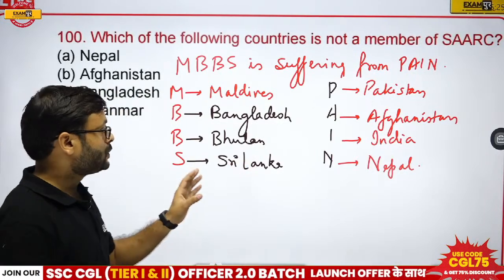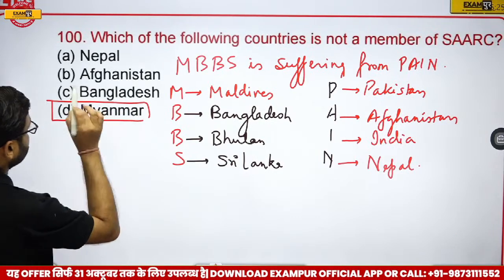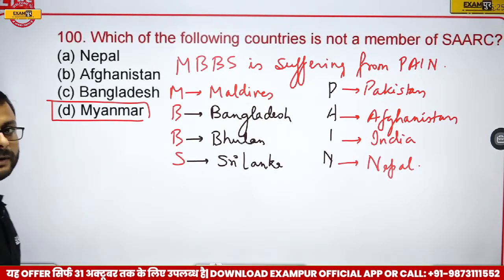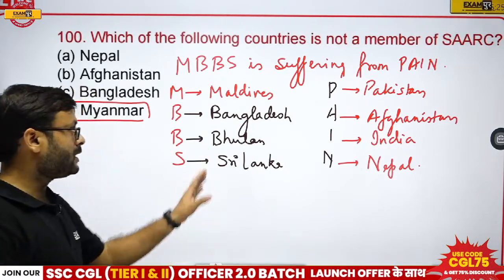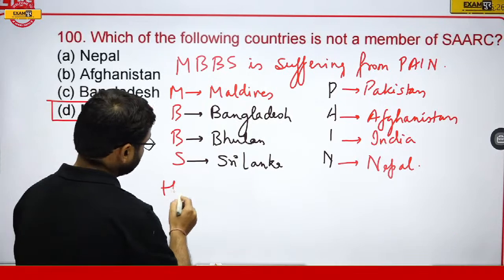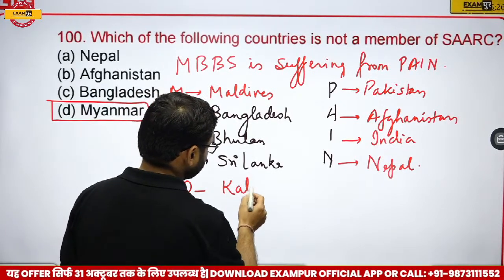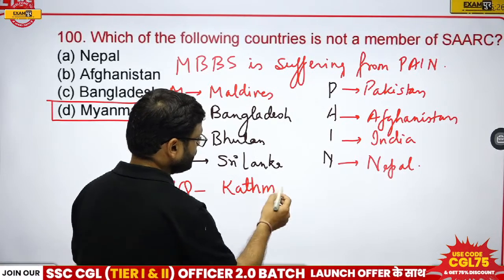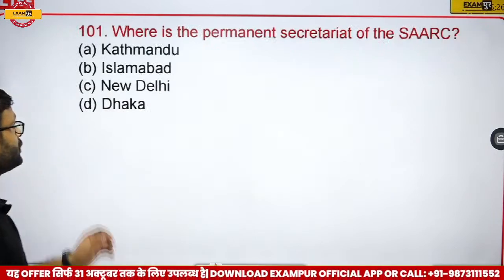So the correct answer for this question is Myanmar. Myanmar is not a member of the SAARC nations. The headquarters of this organization is at Kathmandu. Now come to the next question.